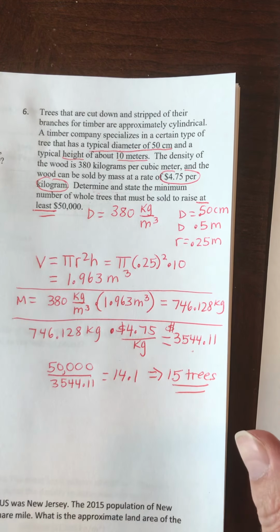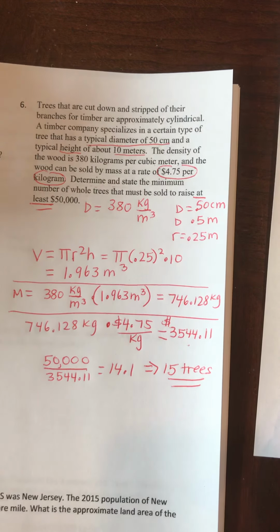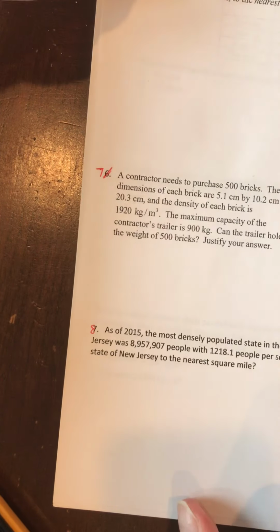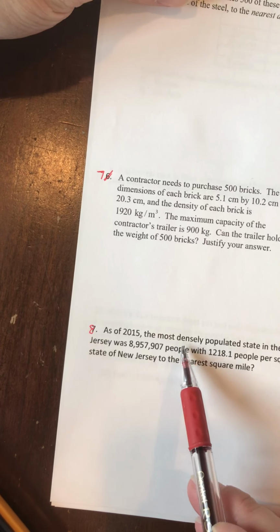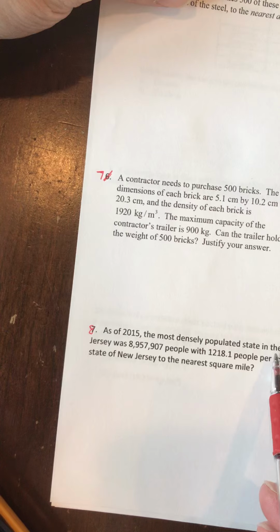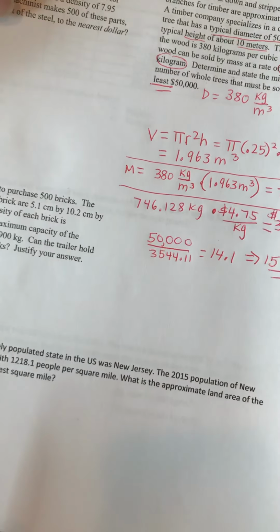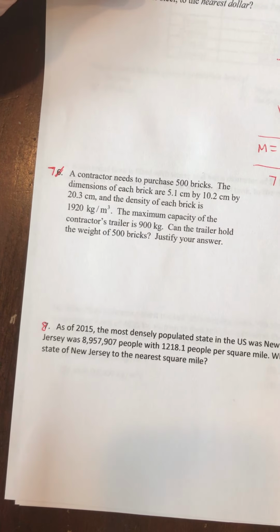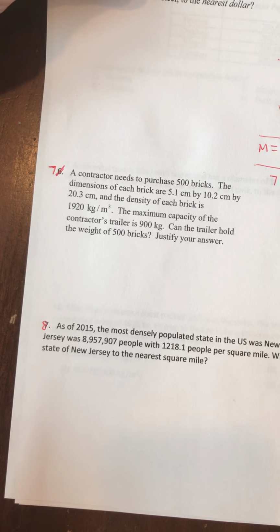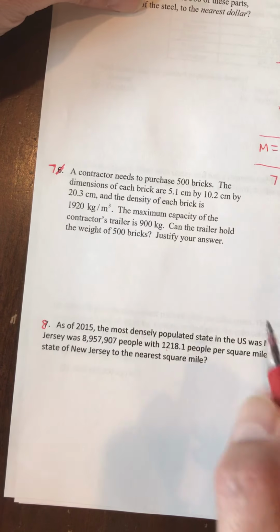All right. I'm going to have you work on the next couple of questions. I'm going to do this one question on population density, and then you could practice the rest of this worksheet. All right, so look at number 7, but it should have been number 8. All right, the last question on this page. It says, as of 2015, the most densely populated state in the U.S. was New Jersey. All right, the 2015 population of New Jersey was 8,957,907 people with 1218.1 people per square mile.